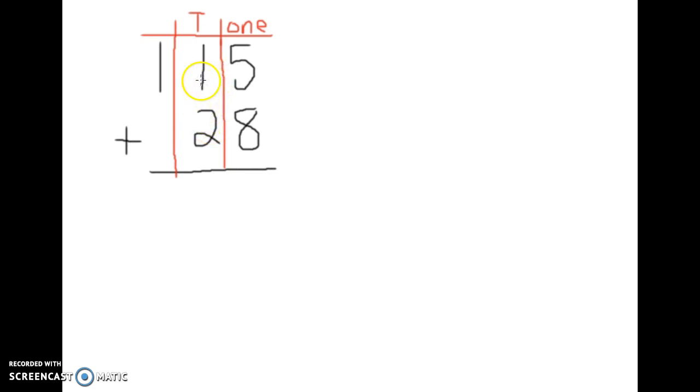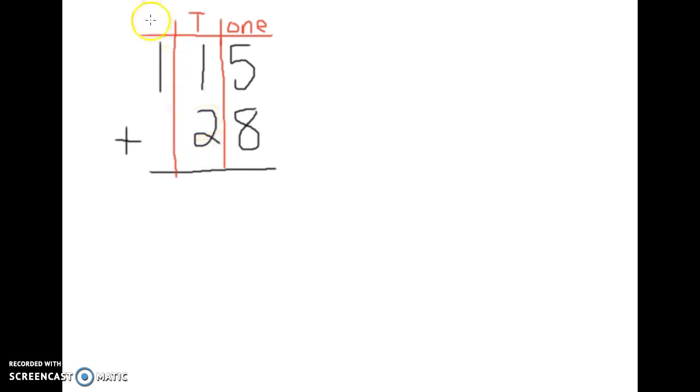So for instance, this 1 isn't just the number 1. It says that there's one group of 10 here. And this 2 isn't just a 2. It says that there's two groups of 10 here. So we know that one group of 10 is just 10. Two groups of 10 is going to equal 20 because 10 plus 10 equals 20.